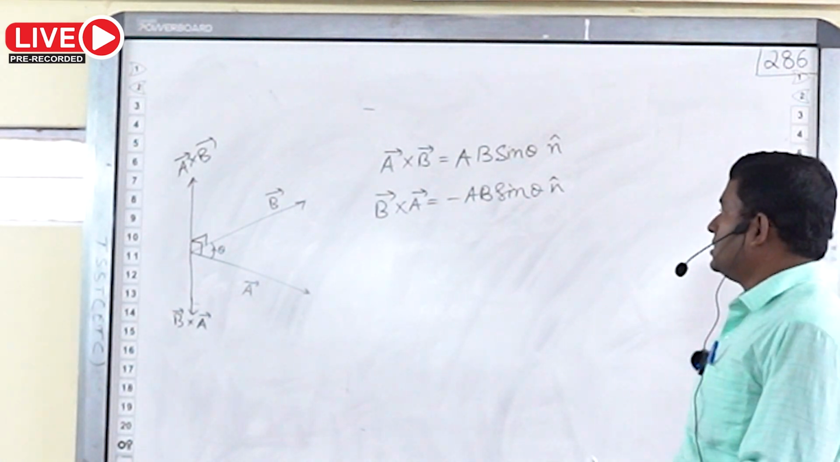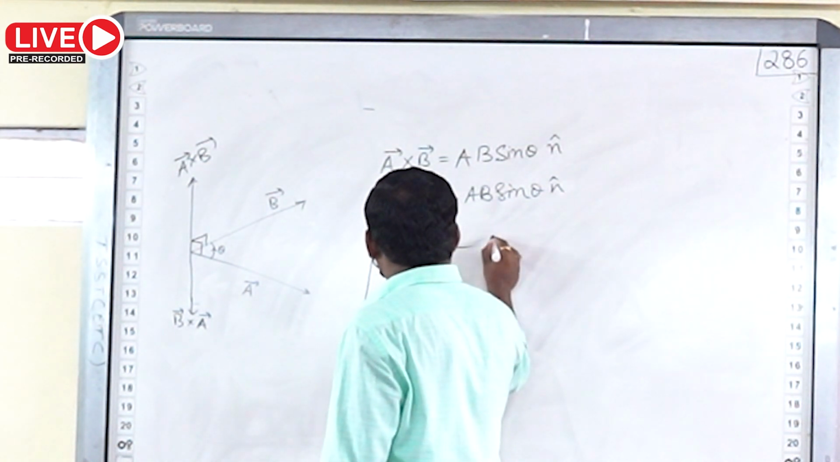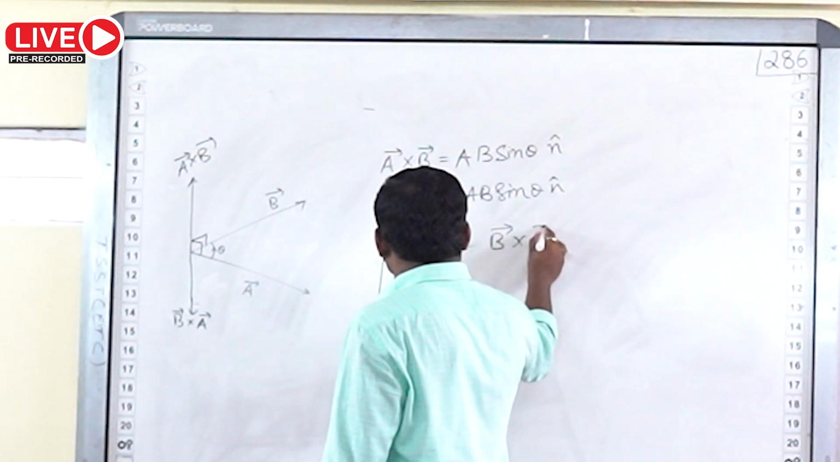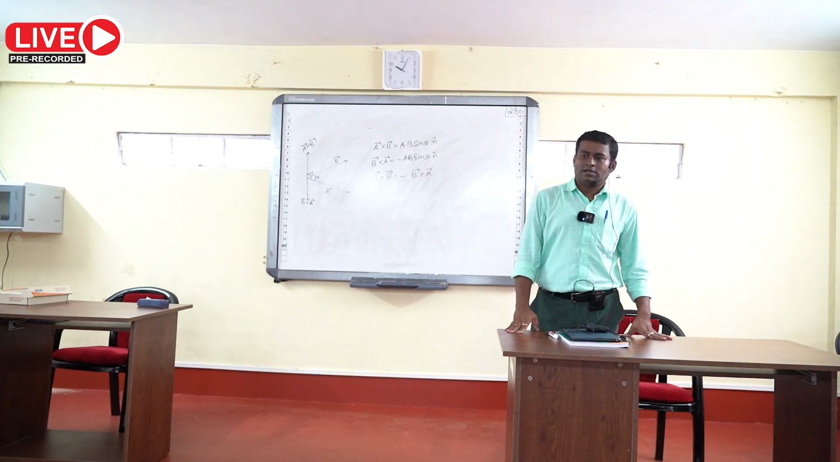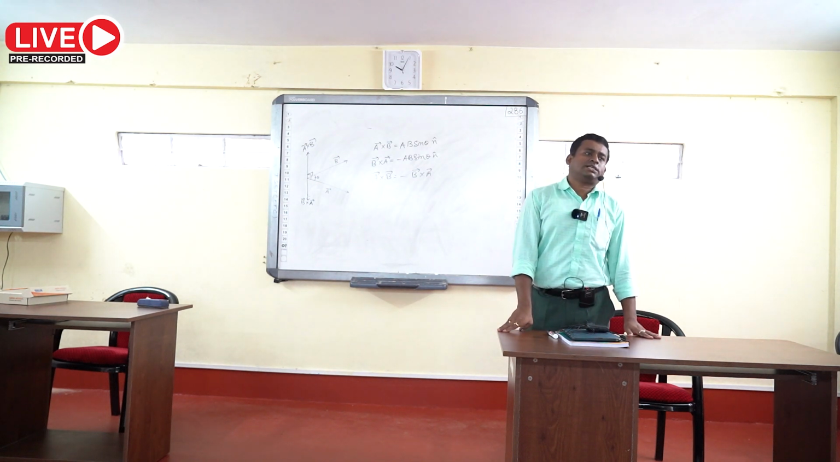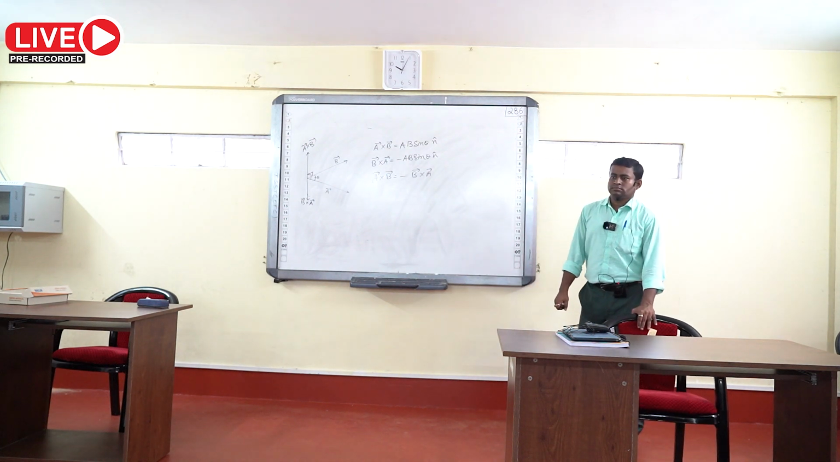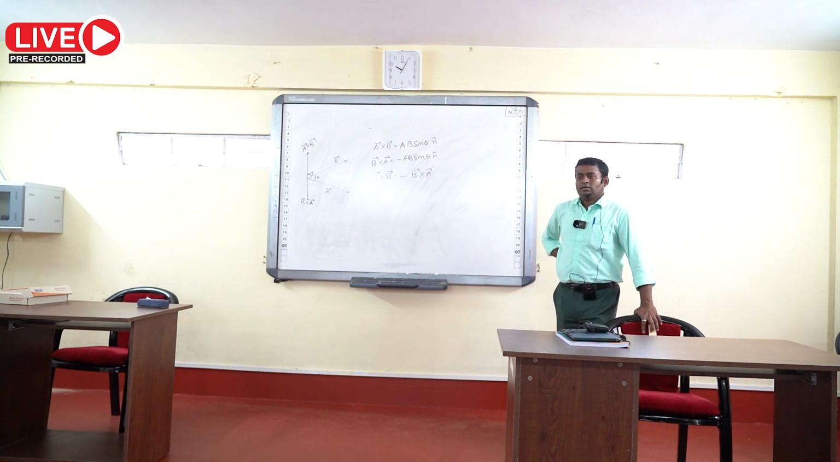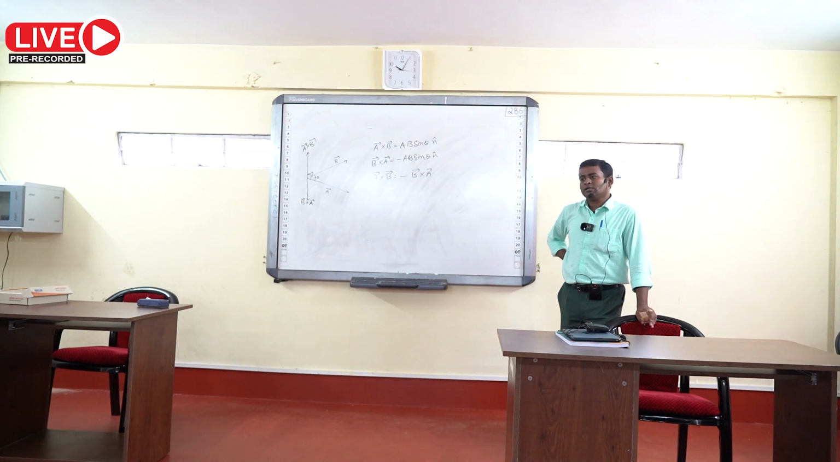So clearly you can see that A cross B will be equal to minus of B cross A. Hence this product is not commutative. It is sensitive to the direction, whether you are going from A to B or from B to A. It will change the direction. Now if two vectors are parallel to each other, then their cross product will always be 0, because sine 0 will come and sine 0 is 0.